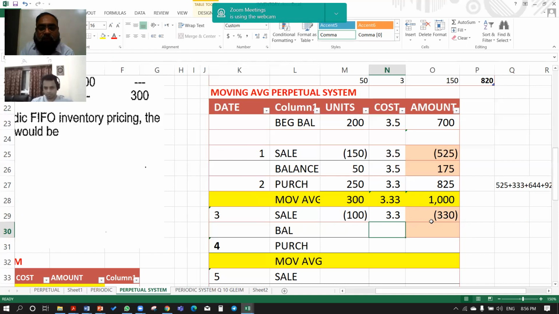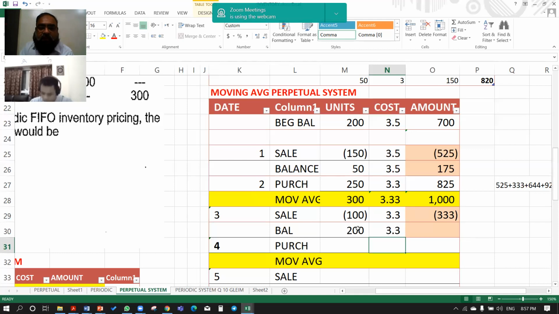Now what is the balance left? Total 300, 100 we sold. How many are left? 200. The rate is what? This same rate will continue, right?